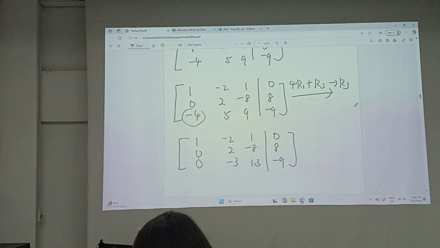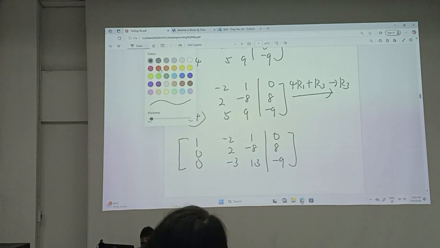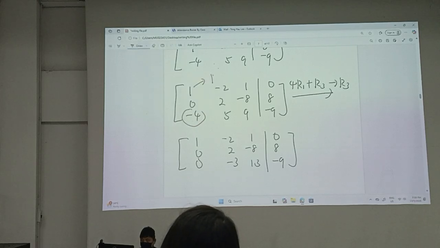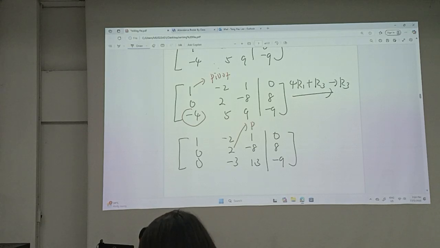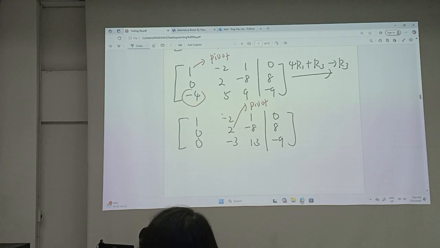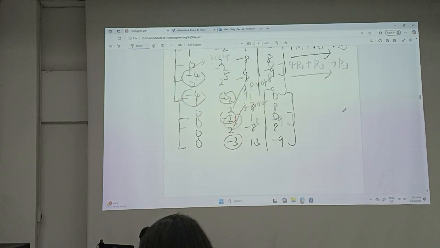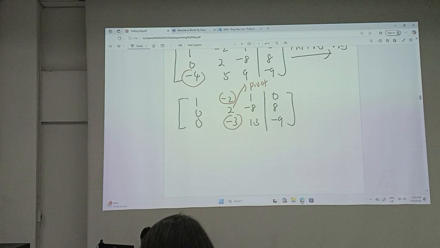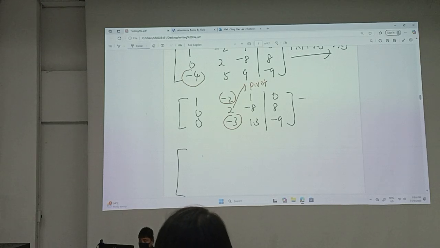Okay, so after that, this one is pivot. So after that, these two will be the pivot, right? We need to turn negative 2 and negative 3 to 0, right? Do it column by column. So write down the operations. How to turn negative 2 to 0?